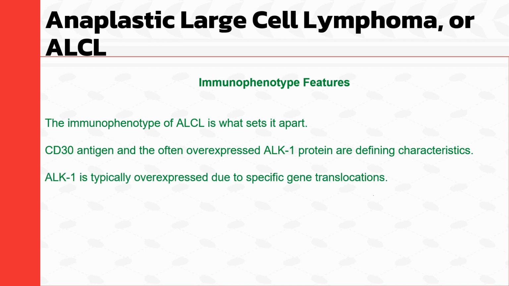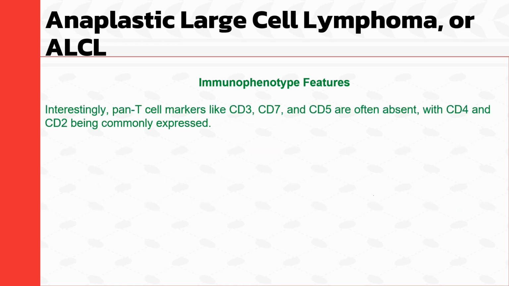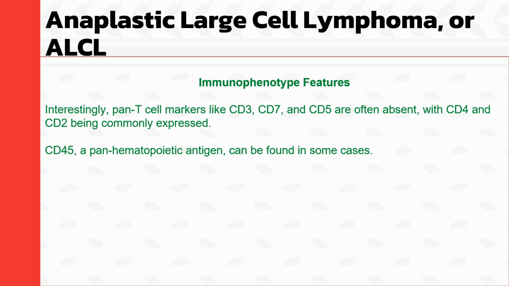ALK1 is typically overexpressed due to specific gene translocations. To establish its cytotoxic T-cell origin, markers like TIA-1, granzyme, and perforin come into play. Interestingly, pan-T-cell markers like CD3, CD7, and CD5 are often absent, with CD4 and CD2 being commonly expressed. CD45, a pan-hematopoietic antigen, can be found in some cases.